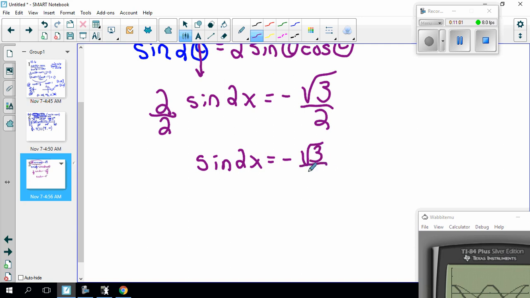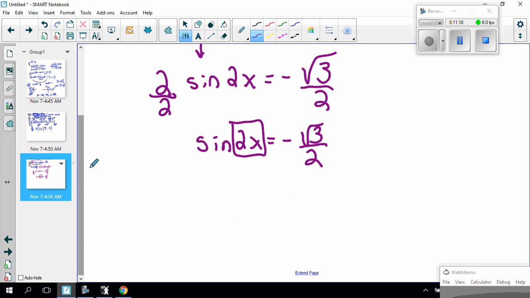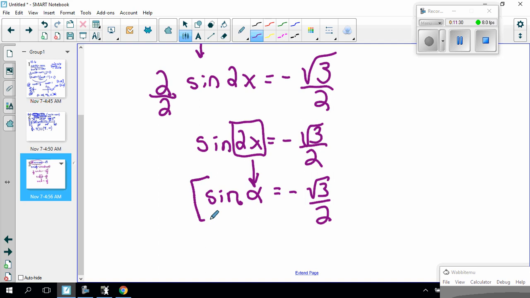This requires a systematic process to solve. This looks harmless, but you must use a full-blown trig method on this. This needs to be a theta, and then you can answer the question. When there's a 2x, you can't answer the question. So what I'm going to do is replace this. Let's just call it alpha. This is for my own sanity.